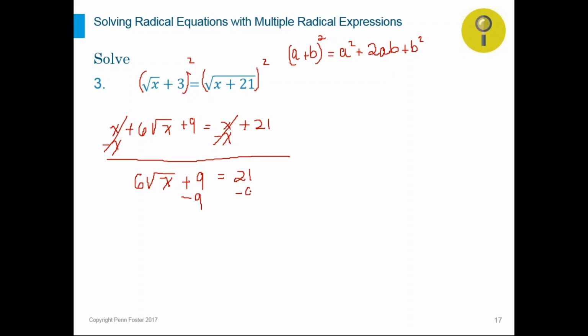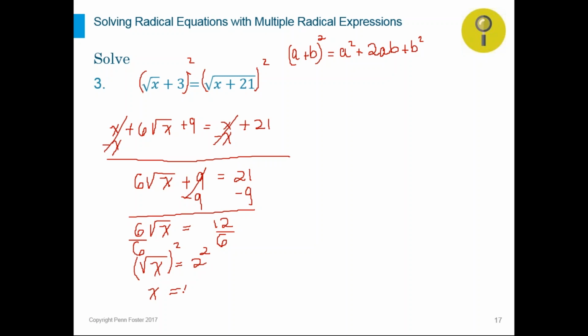Minus 9 and minus 9 to bring that 9 over to the other side. That's a 0. Then 6 the square root of x equals to 21 minus 9, which will give you 12. Divide to isolate. The square root of x equals to 2. Square both sides, since we have the one radical expression on one side, and square the 2. X equals to 4, and that would be your answer.